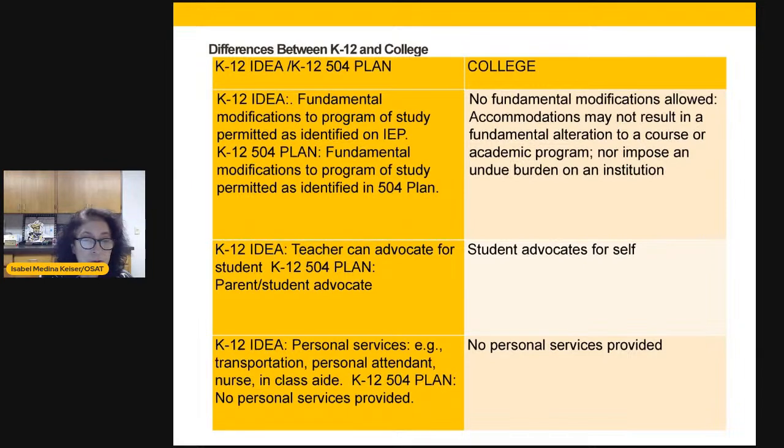In K through 12, there are personal services like transportation, a personal attendant, a nurse, that type of thing. In college, there are no personal services provided. We do provide a mobility van, and that's typically not for severe mobility issues, but in case a student needs to go from one classroom to another, and it may be that they are concerned about getting winded. We do have students with long COVID, so that's sometimes a fatigue issue.